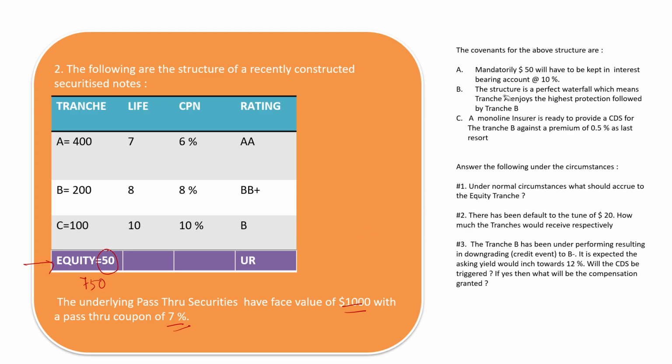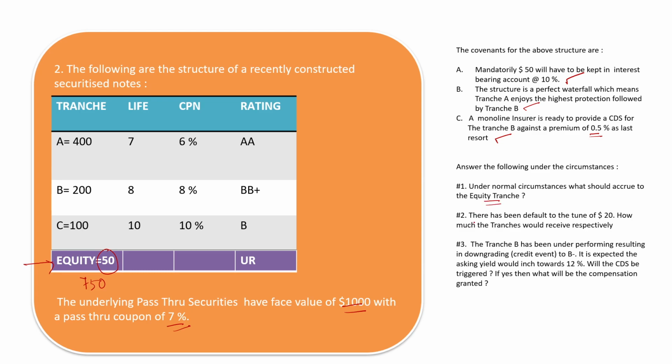There are some additional notes that have been mentioned, and that is that mandatorily $50 will have to be kept in an interest-bearing account at the rate of 10%. The structure is a perfect waterfall, which means that tranche A would enjoy the highest level of protection, followed by tranche B. A monoline insurer is ready to provide a CDS for tranche B against a premium of 0.5% as last resort. Now we have to answer the following questions under the given circumstances. Under normal circumstances, what should accrue to the equity tranche?